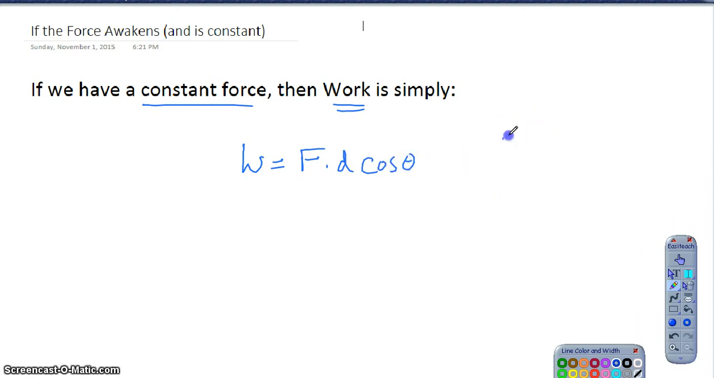Cosine of theta suggests that if I had a force at an angle, so if I was exerting a force pulling upward at an angle, but the box was actually moving off to the right, then I would take the cosine of the angle so that I figure out the two components that are going the same direction, and that would be my work, right?